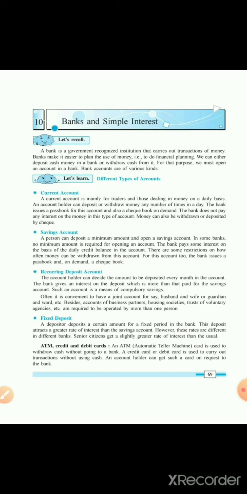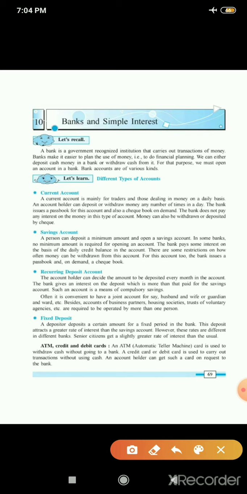We can either deposit cash money in a bank or withdraw cash from it. For that purpose, we must open an account in a bank. Bank accounts are of various kinds. So let's learn different types of accounts. The first type is the current account. Now, what do you mean by a current account?